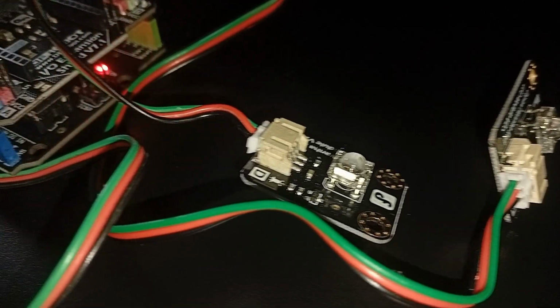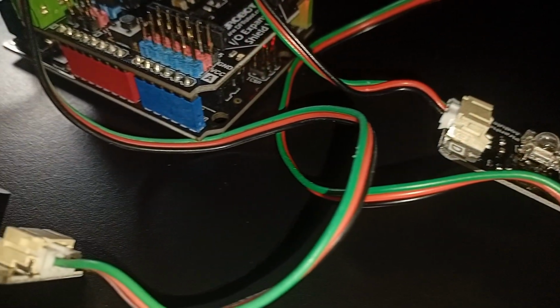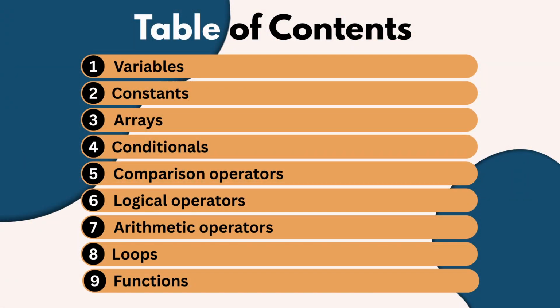In this class, you'll break through the mystery of Arduino programming. You'll learn how to think like a coder, how to use variables to store data, constants for fixed values, arrays for lists, and how to make your code smarter using conditionals and logic. You'll also dive into loops, functions, and the arithmetic and logic operators that bring everything together.